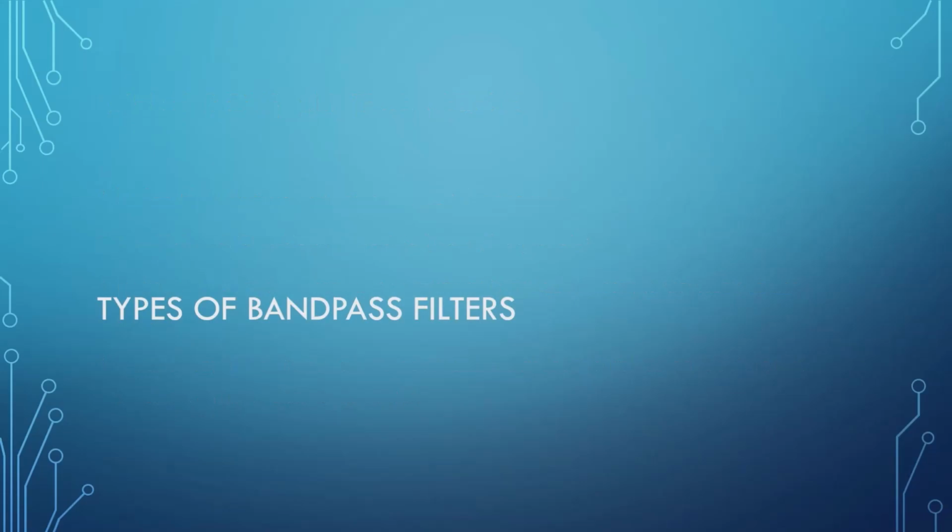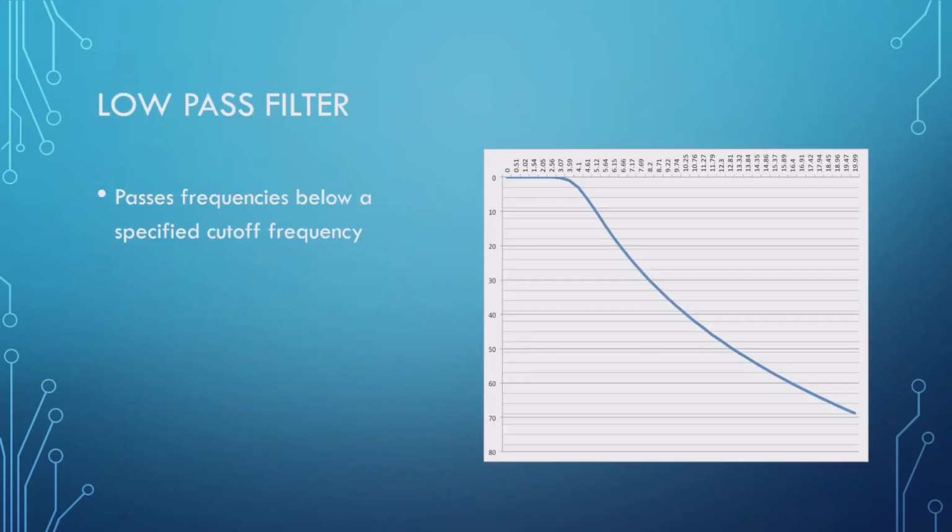So let's talk about the different types of filters. The most common one that we're going to be working on is a low-pass filter. What it does is pass frequencies below a specified cutoff frequency. As you see in the graph here, as it gets beyond that frequency, which I think is right around 3 megahertz, it starts to degrade the signal. And the higher the frequency, the more it degrades and impedes it.